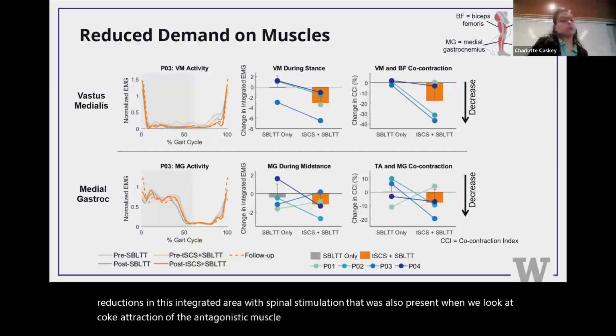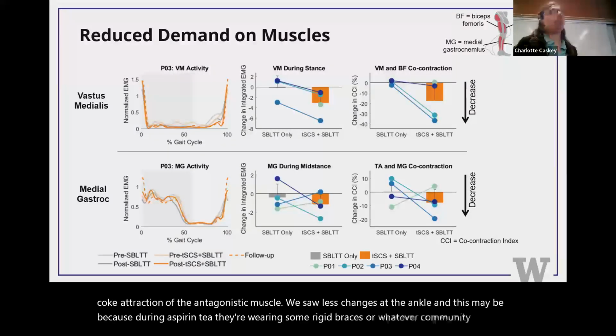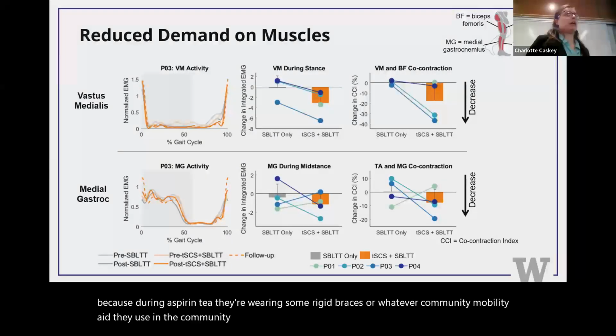We saw less changes at the ankle, and this may be because during SPLTT they're wearing some rigid braces or whatever community mobility aid they use in the community. So this might be something to consider when we think about implementing spinal stimulation.